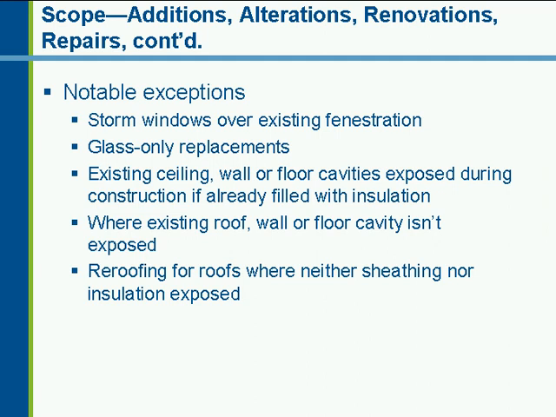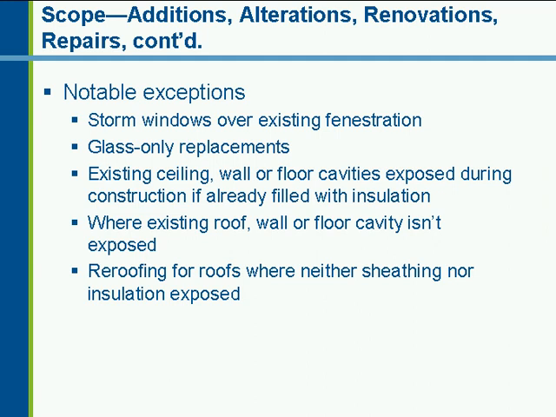There are a few exceptions to additions and renovations with regard to applying the code to them. Applying storm windows, for example, over existing fenestration does not trigger a requirement that the glazing be brought up to the specs of this code. If you replace only the glass within a window, leaving the sash and frame in place, you're not required to bring the windows up to code.